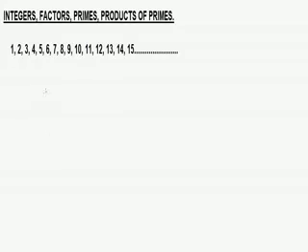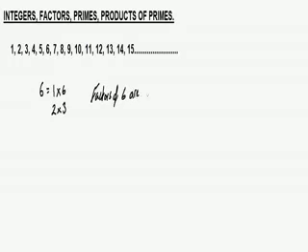If we took the number 6, to get 6 we could get 1 times 6. We could also get 2 times 3, because 1 times 6 gives us 6 and 2 times 3 gives us 6. So the factors of 6 are 1, 2, 3 and 6. Factors are just numbers that divide into a particular number. That's all it is.